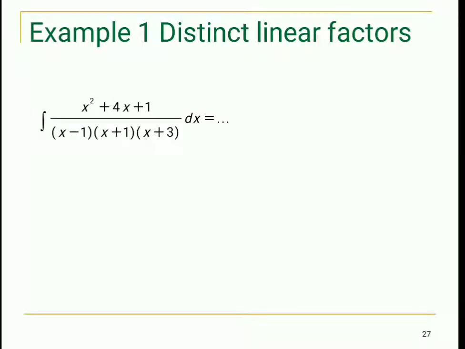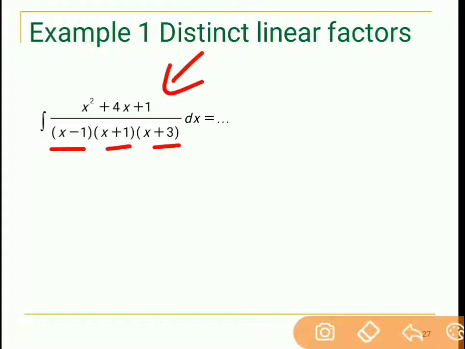So let's start. Integrate (x square plus 4x plus 1) upon (x minus 1) into (x plus 1) into (x plus 3). If we observe this given expression, there are three linear terms in the denominator, that is (x minus 1) into (x plus 1) into (x plus 3). Linear terms are the terms having degree 1. However, there is only one single polynomial in the numerator, which is x square plus 4x plus 1.